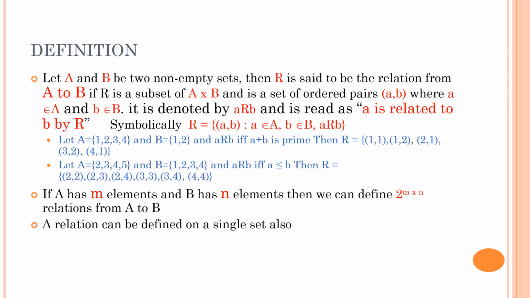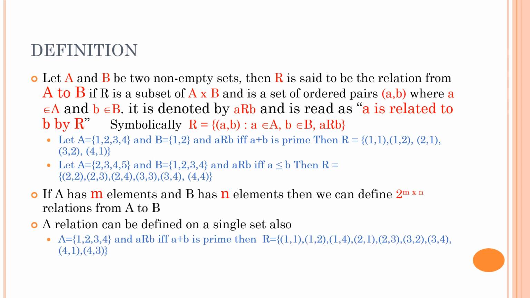Now, we can define a relation on a single set also. Say for example, if A is equal to {1, 2, 3, 4} and I want to define a relation on this single set, what it means is the set A will be this set and the set B will again be the same set. So we can define a relation on a single set also. Let's take this same example: A is equal to {1, 2, 3, 4} and the relation is again A plus B is prime.